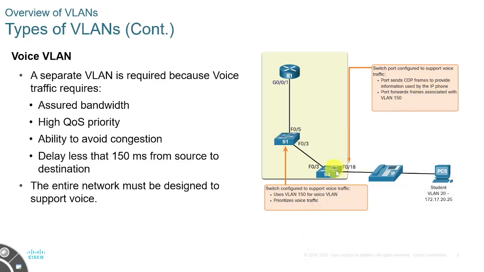However, here on switch 3, the switch port is configured to support voice traffic, because for sure we need to, because the router is here, we will have this traffic, this traffic, this traffic. We should transmit voice and transmit data. So the port sends CDP frames to provide information used by the IP phone. This port forwards frames associated with VLAN 50 also. Okay.